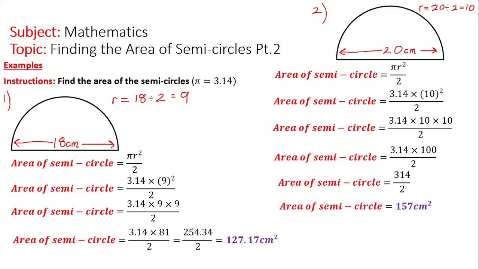So for number 1, we got 127.17 centimeters squared. And then for the other one, we got 157 centimeters squared. That makes sense? Anyone got those two answers? I did. You did? Okay. All right, good.